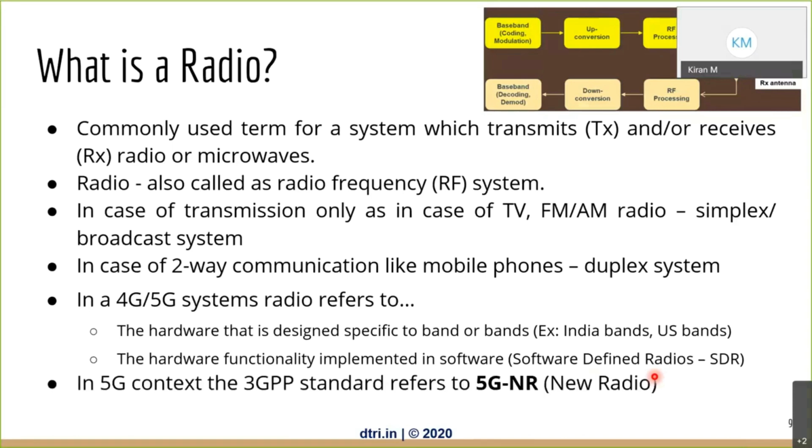So in 5G, what is it called? 5G is defined as 5G NR, new radio. It is new because a lot of things from the radio perspective have changed compared to 4G. Since a lot of new things have come in 5G, it is called a new radio.